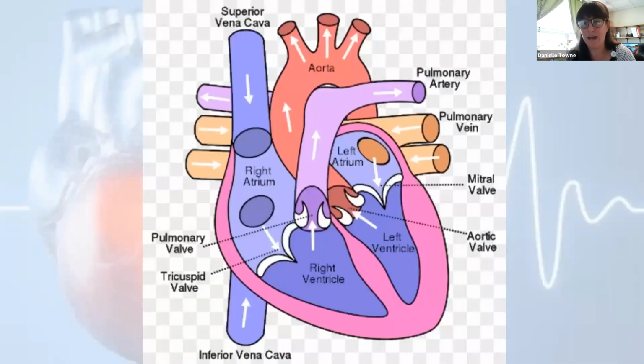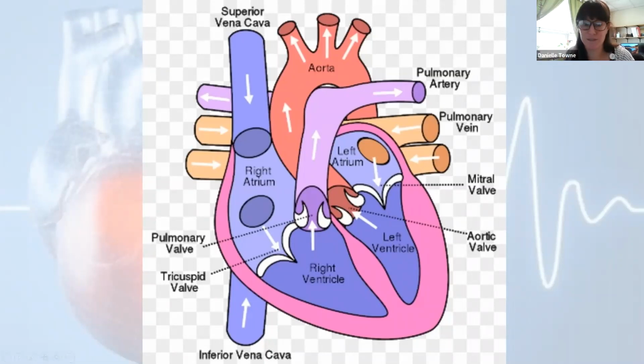Here you can see the anatomy of the heart and the flow of the blood through the entire system. We've got our superior vena cava and inferior vena cava, both dump into the right atrium, move through our tricuspid valve into our right ventricle, move out through our pulmonary valve into the pulmonary artery, and go to the lungs. From the lungs, they come back to the heart via the pulmonary vein to the left atrium, go through the mitral valve to the left ventricle, and get pushed out through the aortic valve into the aorta and the rest of the body.